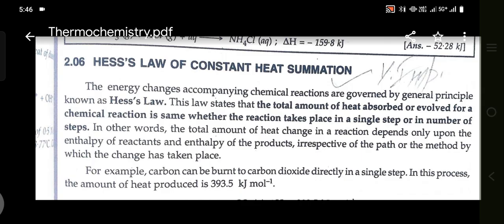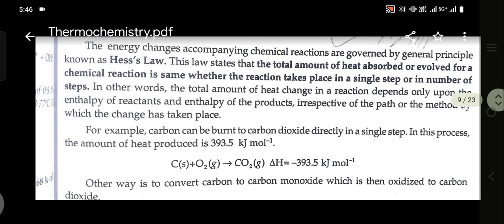Hess's law of constant heat summation. The energy changes accompanying chemical reactions are governed by the general principle known as Hess's law. This law states that the total amount of heat absorbed or evolved for a chemical reaction is the same whether the reaction takes place in a single step or in a number of steps. In other words, the total amount of heat change in a reaction depends only upon the enthalpy of the reactants and the enthalpy of the products, irrespective of the path or the method by which the change has taken place.